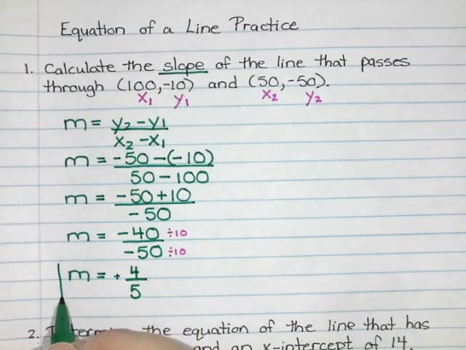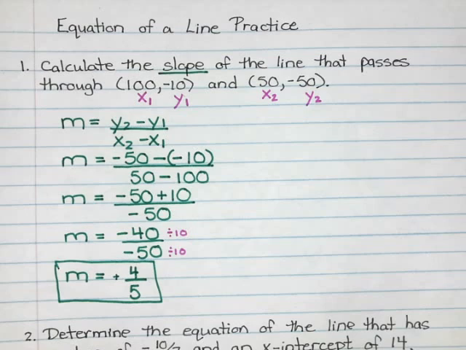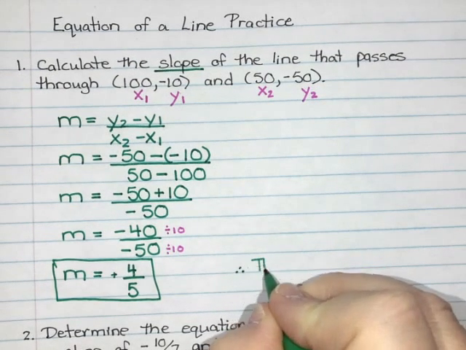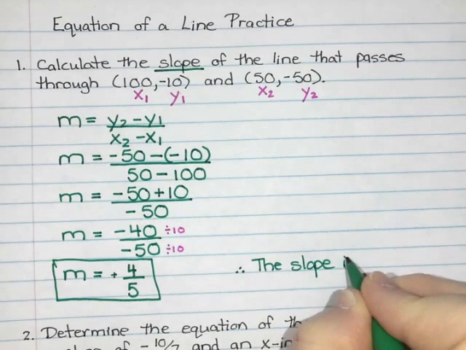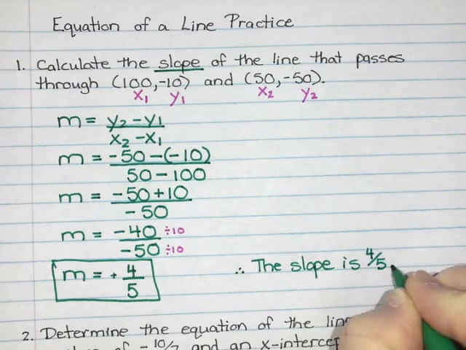So our slope is positive 4 over 5. And that's what the question asked. So I'm going to say, therefore, the slope is, I'm going to leave out the positive sign, I'm just going to write it as 4 over 5.